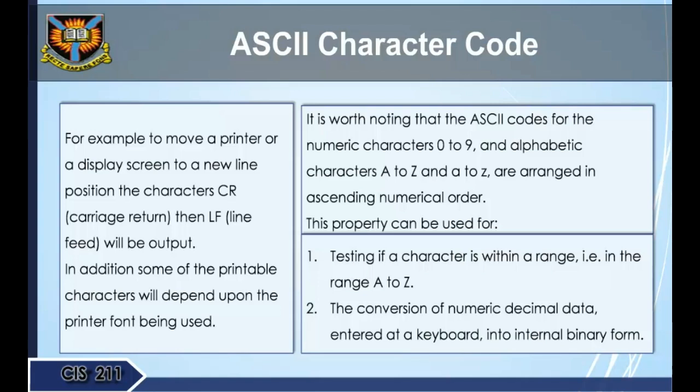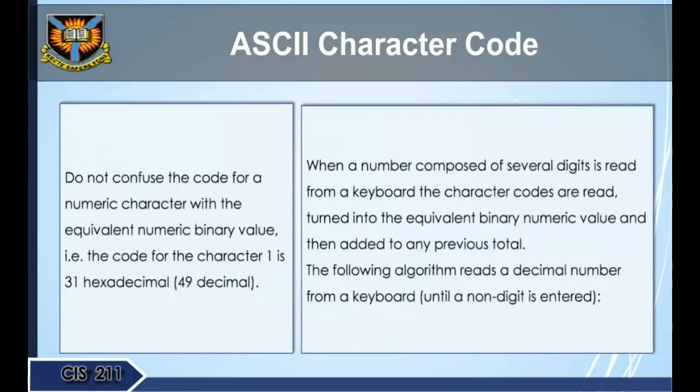It is worth noting that the ASCII codes for the numeric characters 0 to 9 and alphabetic characters A to Z and a to z are arranged in ascending numerical order. This property can be used for: 1. Testing if a character is within a range, that is, in the range A to Z. 2. The conversion of numeric decimal data entered at a keyboard into internal binary form.